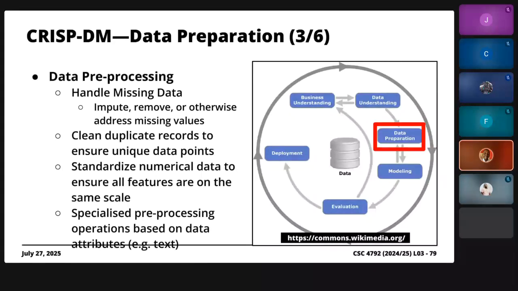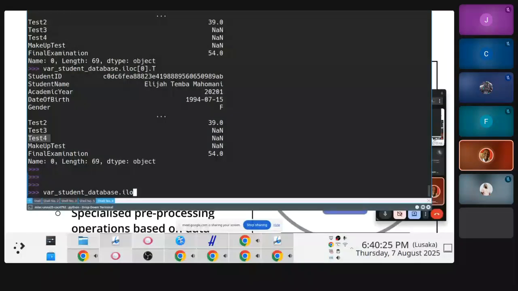Anyway, so you handle missing data entries, you clean up duplicate records to ensure unique data points. Again, this is contextual. You would also standardize numeric data to ensure all features are on the same scale. So for instance, one of the things that you would do is you want to say, I want to scale. Oh, this is a bad example though.